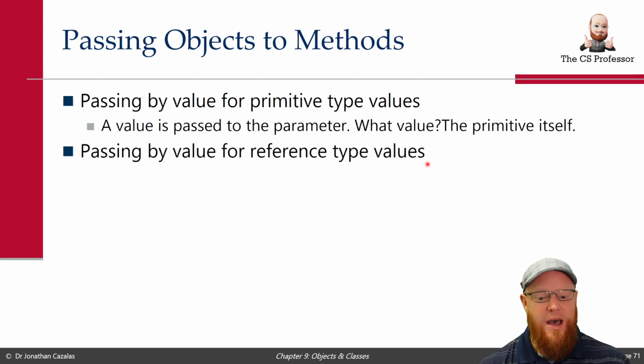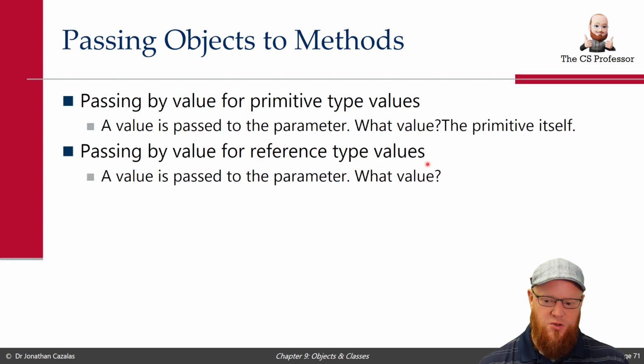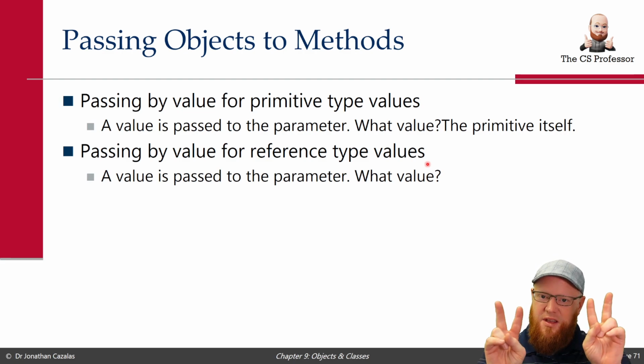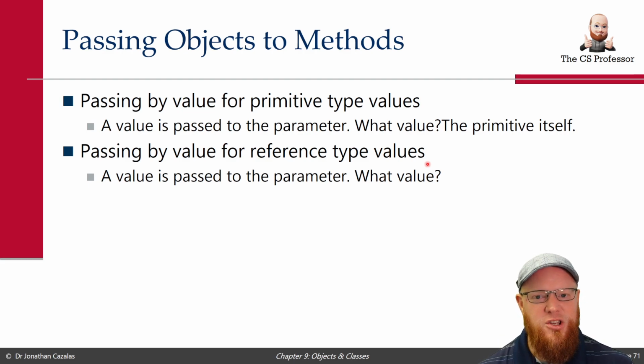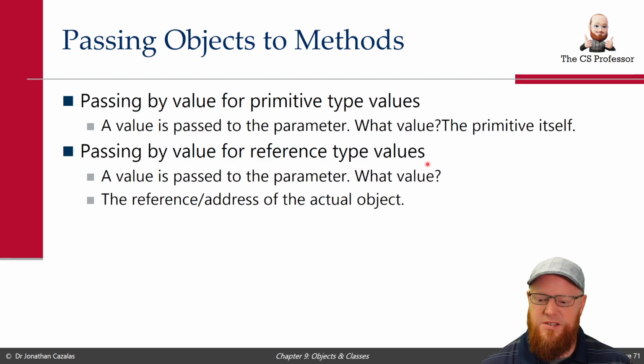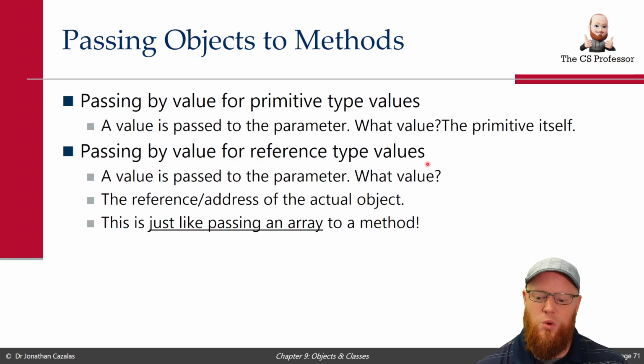But passing by value for reference type values, what's actually passed to the parameter? Such as when we send an array to a method. What is actually sent? Because it's called pass by value, but which value is actually sent? The reference is what's being sent. The reference of that array on the heap. Or in this case, the reference of the actual object.